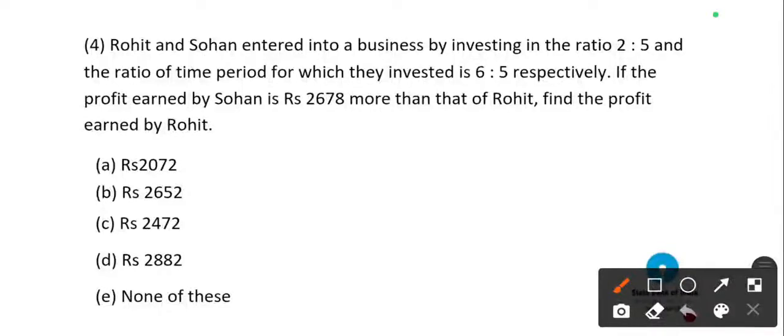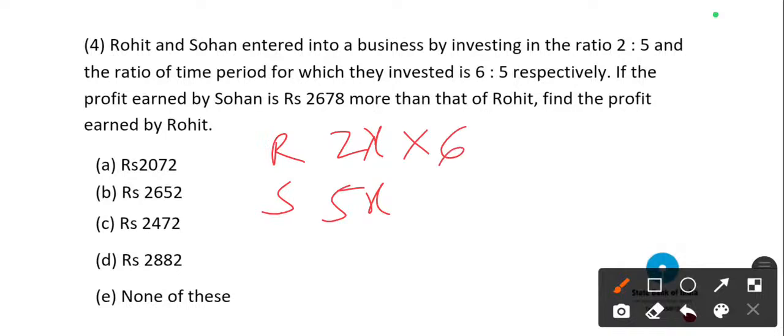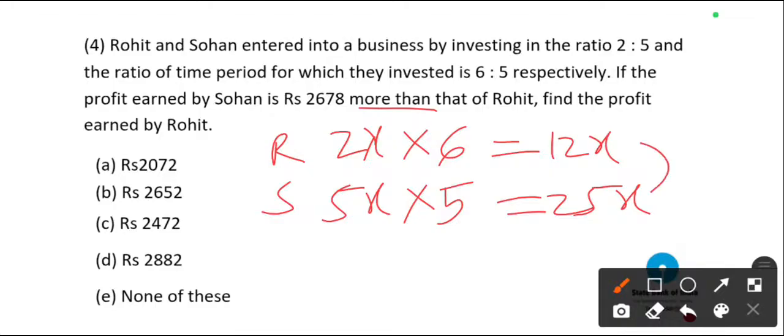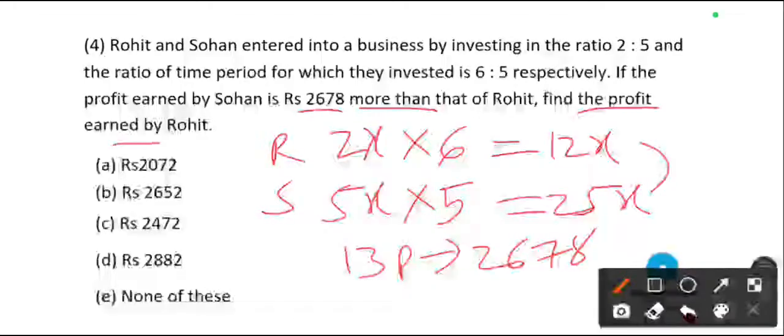Rohit and Shohan entered into a business by investing in the ratio of 2:5. Rohit, Shohan, 2x and 5x. The ratio of the time period for which they invested is 6:5. If the profit earned by Shohan is 267 more than Rohit. Here we have 12x and this will be 25x. So the difference between these two is 13 parts. 13 parts value is given as 2678. Now what we need to find is the profit earned by Rohit.